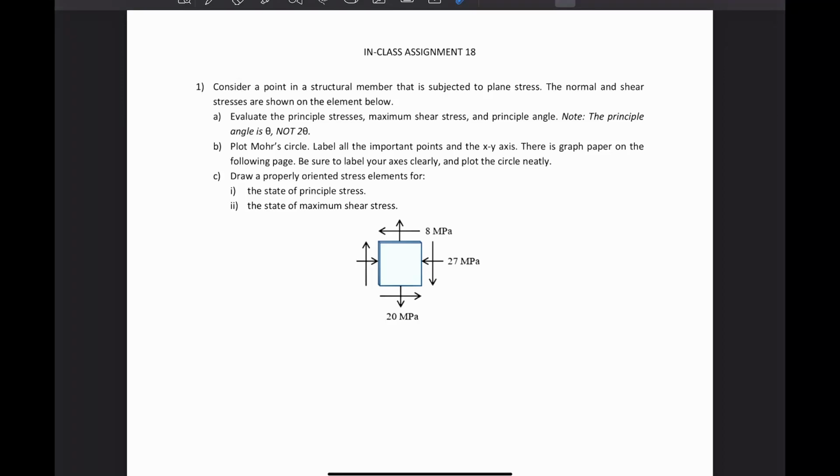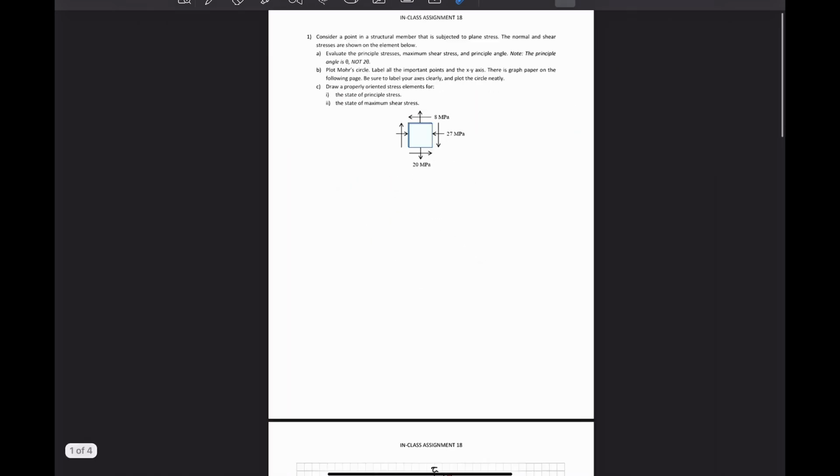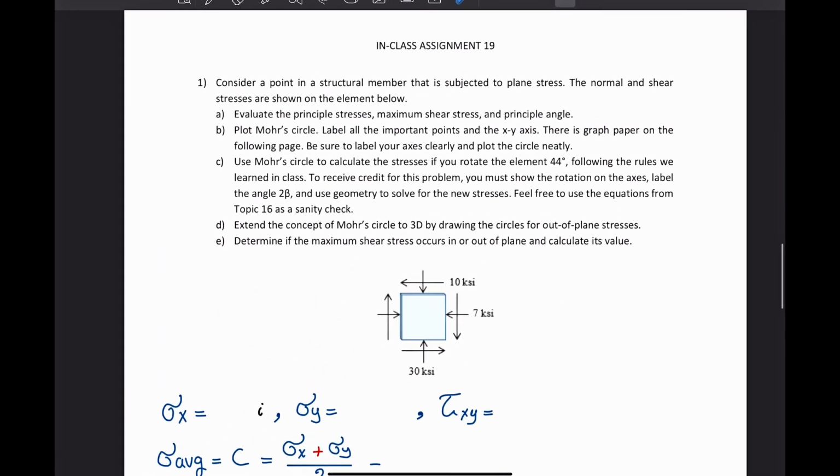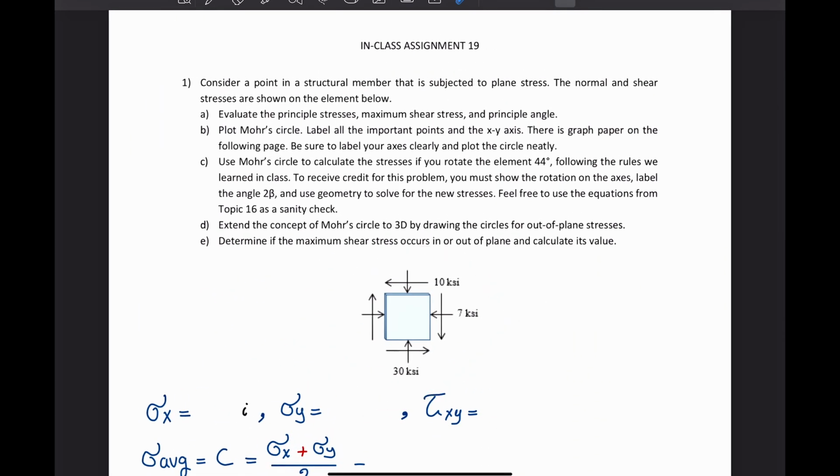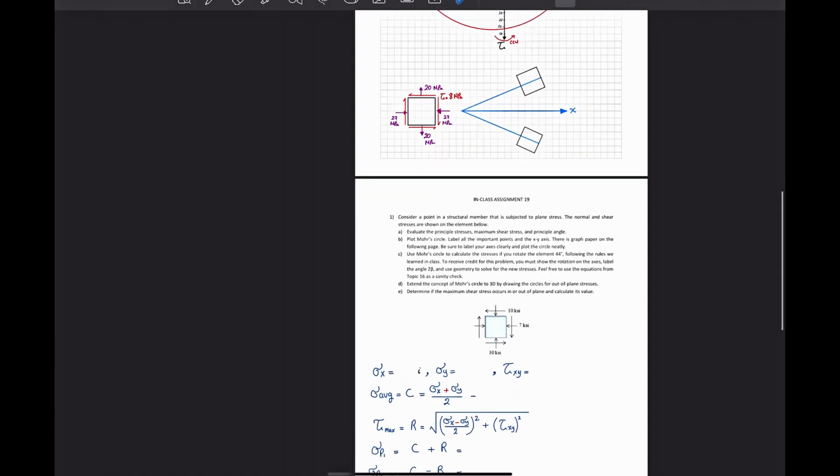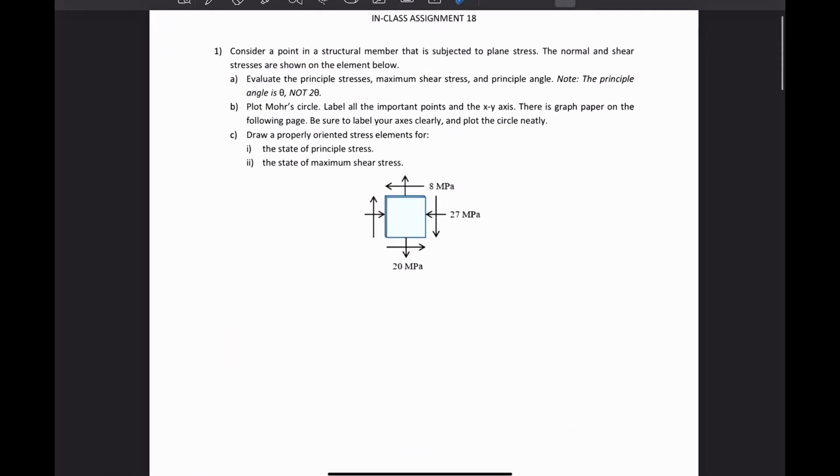Both of them we have to draw Mohr circle on. So they're basically Mohr circle, and we're gonna use the Mohr circle application in the first question to find the principal stresses, and in the second question we're gonna rotate this element by a certain degree, which is 44 degrees. So let me start with the first one.